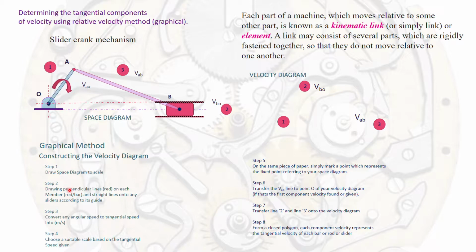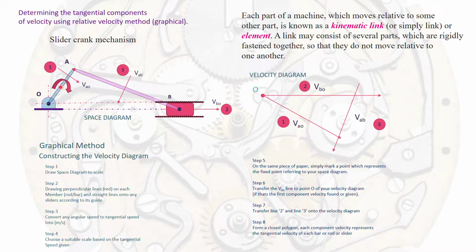Then the second step, draw perpendicular lines. Draw the perpendicular lines that I have marked in red here on each member, rod or bar, and straight lines onto any sliders according to their guides, because they are restricted to move in this direction. You can see the first red line is drawn perpendicular to OA. The next red line is perpendicular to AB. But for sliders or pistons, remember the line that you draw must be parallel to the direction of motion of the slider or piston with respect to the fixed point.